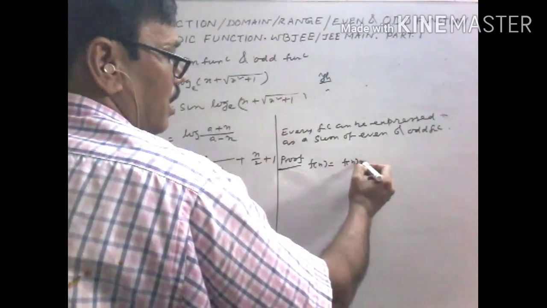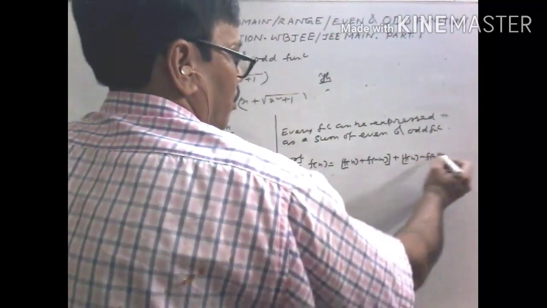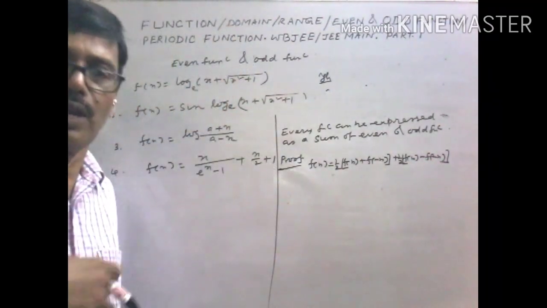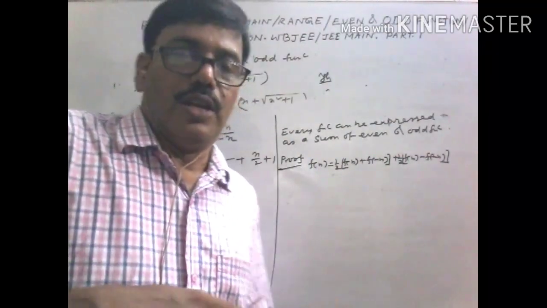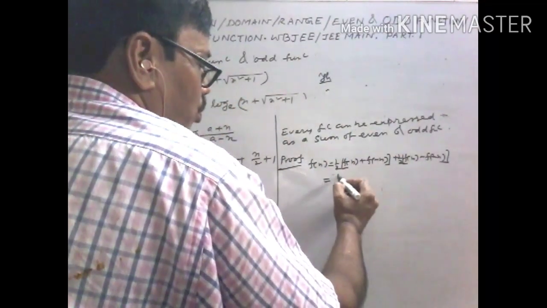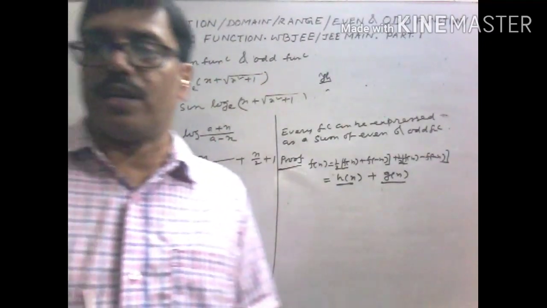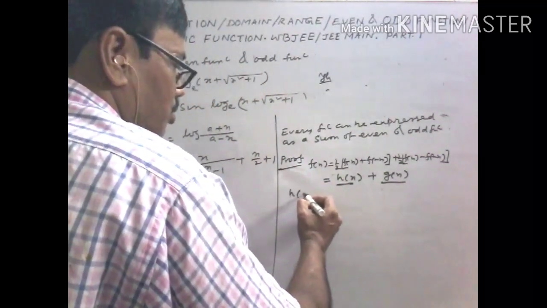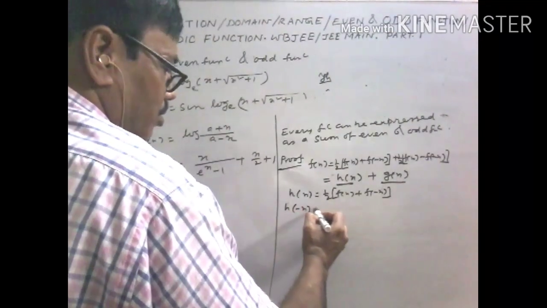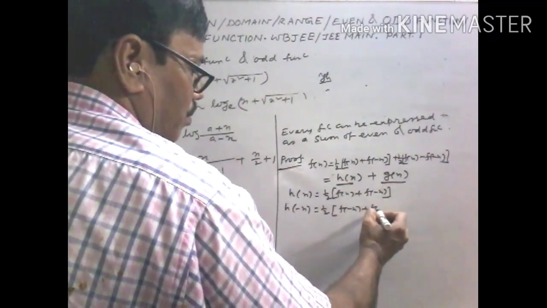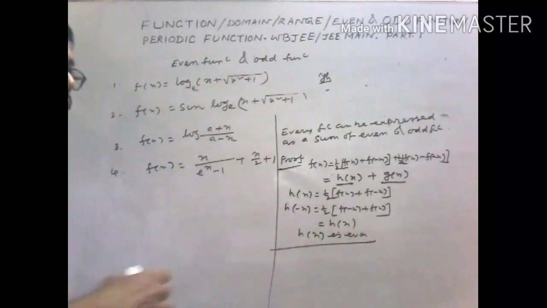Have a look. f x equals, we can write, half of f x plus f of minus x plus half of f x minus f of minus x. So half here, half here, so f x. F of minus x and f of minus x cancel. Now the problem will be solved if we call this h x and this g x. If one is even and the other is odd, then we can prove this theorem. So let h x equal half of f x plus f of minus x. So h of minus x is half of f of minus x plus f x. So this is h x. So h x is even.